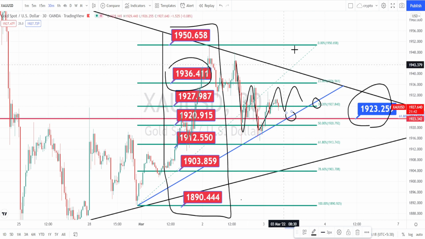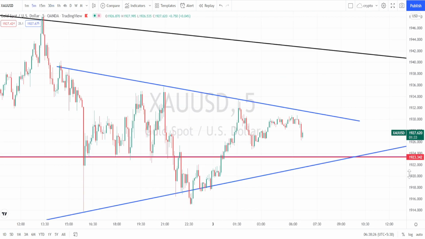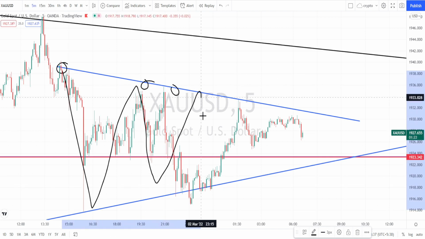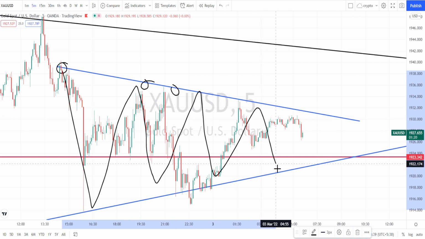Let us do the analysis in 5 minutes time frame. I'm in 5 minutes time frame now. Here in 5 minutes time frame also I have drawn a resistance line over here. So you can see that it is clearly consolidating and moving on a sideways. It is forming into a triangle pattern.